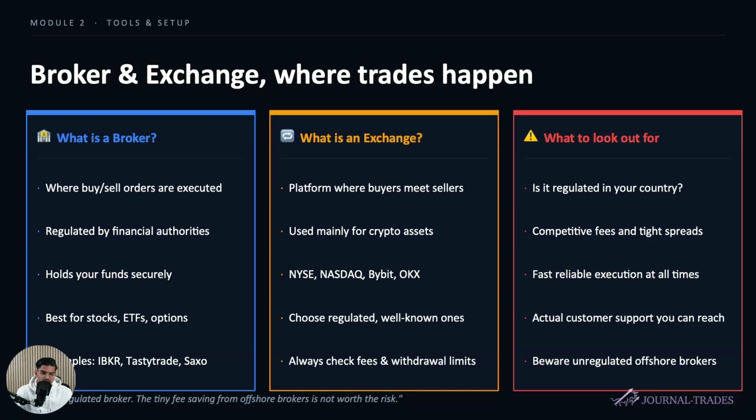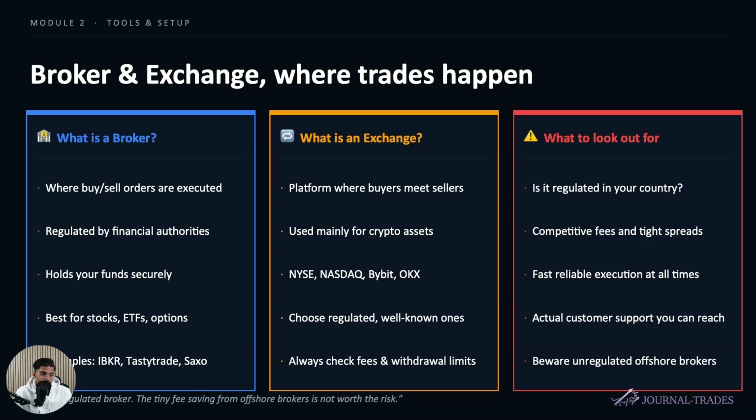So on the other hand, what is an exchange? This is actually the platform where buyers meet the sellers. So it's mainly used for crypto assets, but what you need to understand is that the exchange for stocks, what I just said, it could be the NASDAQ, it could be the NYSE. Those are basically the places where buyers meet sellers. What you need to do is check the fees of certain exchanges, because exchanges will charge you fees. And there are certain withdrawal limits, primarily in crypto. Like for stock trading, it's not that important, but you need to understand that these are the things you need to keep an eye out for.